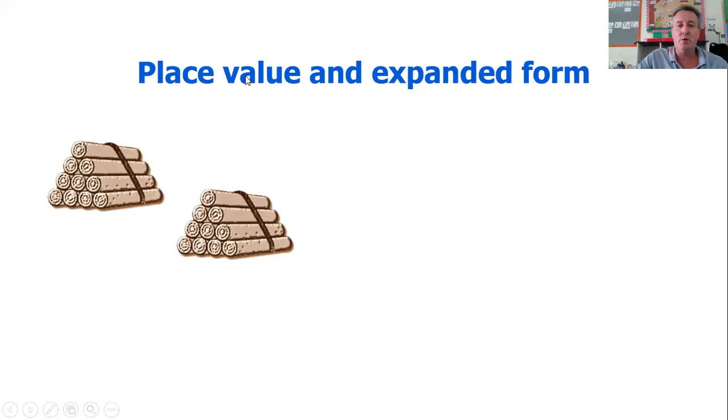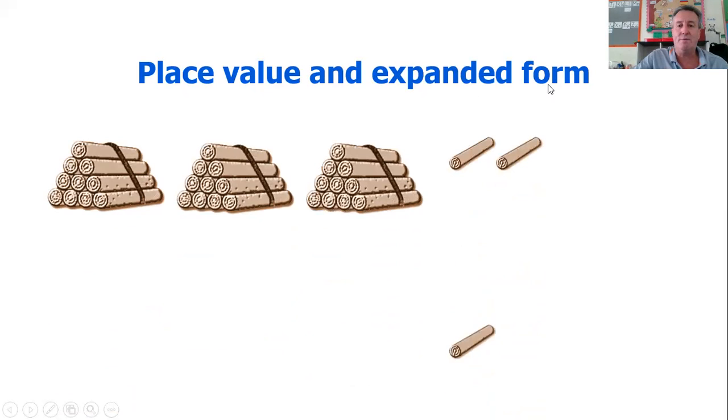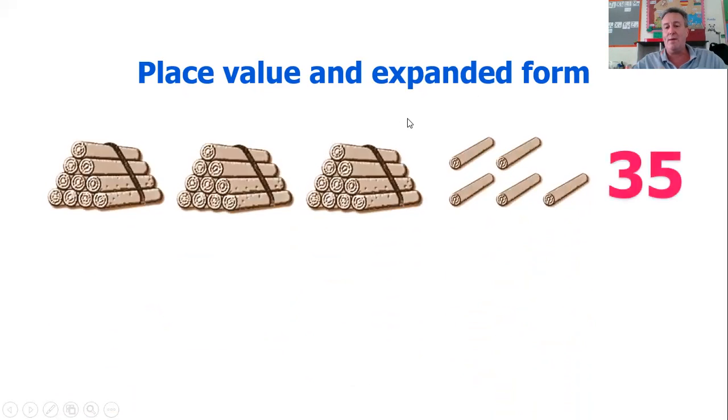Remember our place values, because now we're counting up to 100. So we have our tens and our ones, don't we? So place value and expanded form. That means writing it out the long way. So now we've got our sticks or our logs of wood, and we've got our groups of 10, our tens, and our single ones, our ones. So 3 tens and 5 ones.